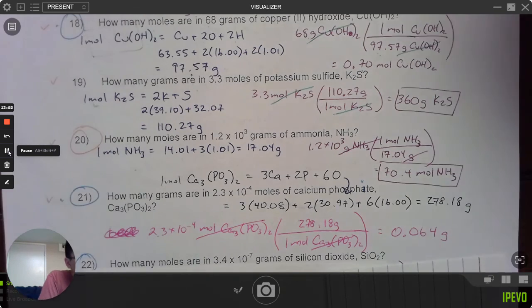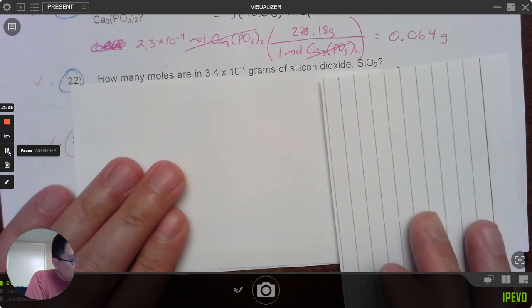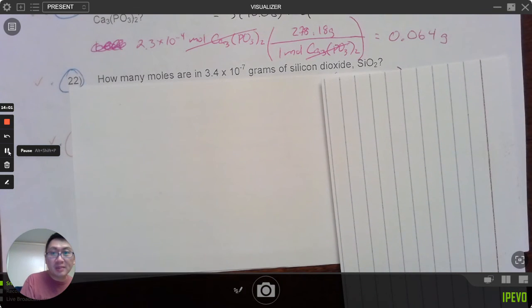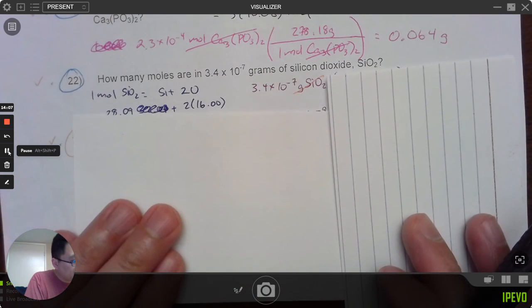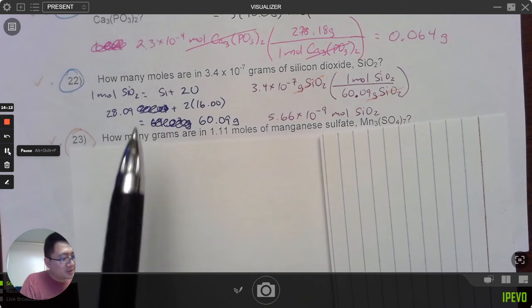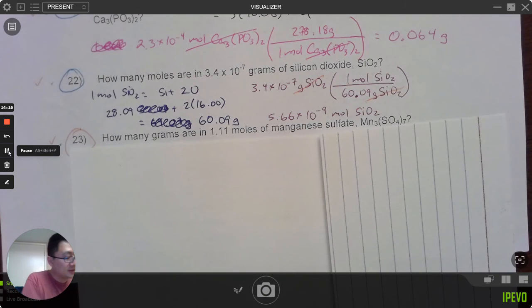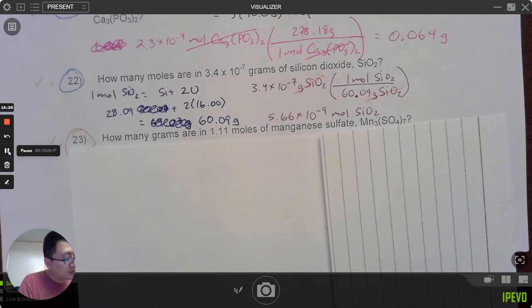Okay, next one, number 22. How many moles are in 3.4 times 10 to the minus 7 grams of silicon dioxide? First, find the molar mass of silicon dioxide. Found it. I got 68. Well, there's the answer. I got 60.09. I don't know why I said 68. 60.09 grams for silicon dioxide. And 3.4 times 10 to the minus 7 grams of silicon dioxide divided by 60.09, I got 5.66 times 10 to the minus 9 moles.